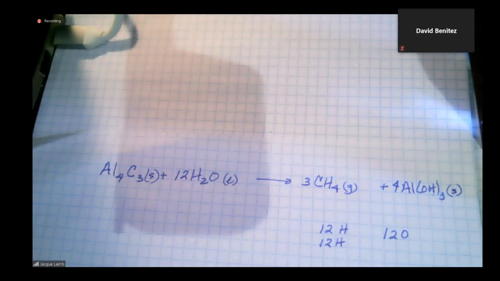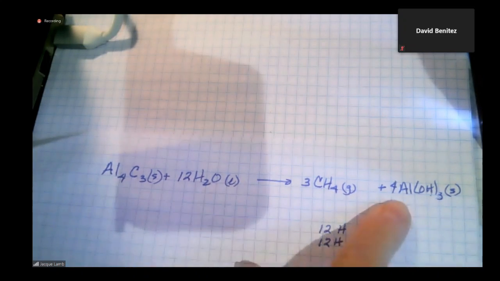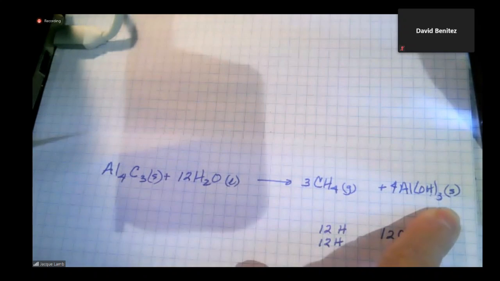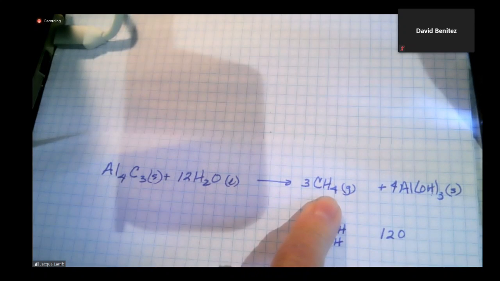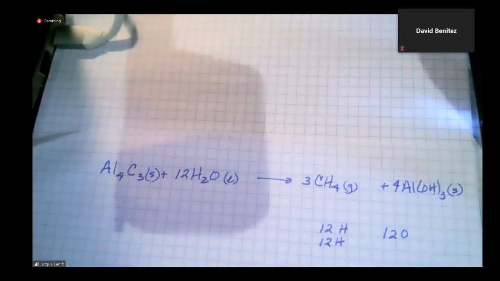And I can tell you that it's highly unusual for you to be able to balance an equation if you get the formula wrong. So if I had aluminum hydroxide, if I had a 2 here instead of a 3, I would have real trouble balancing that equation because I'm getting some of my hydrogens from the methane. So it would not work very well at all.